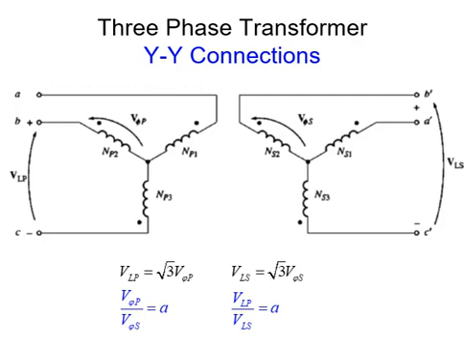If we want to take the transformation ratio of a three-phase transformer having a Y to Y connection, it would be VφP over VφS. Here a represents the transformation ratio. It can also be seen that if we divide VLP by VLS, the root 3 cancels out, and we get VφP over VφS, which is also equal to a.